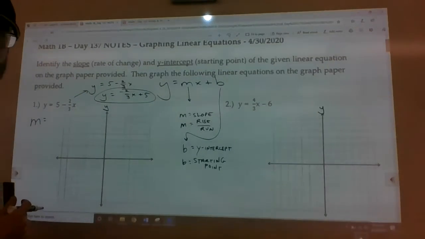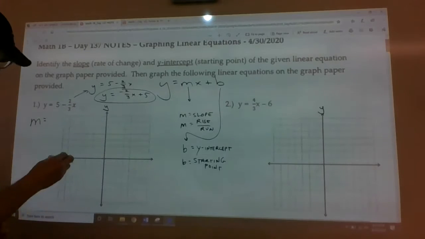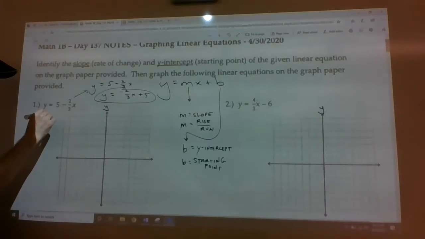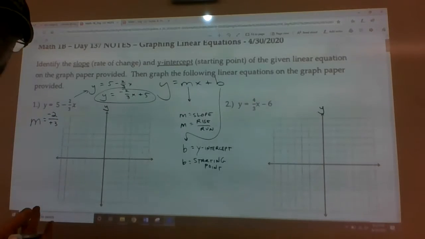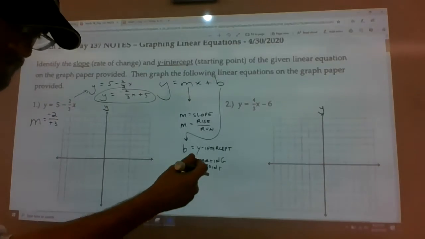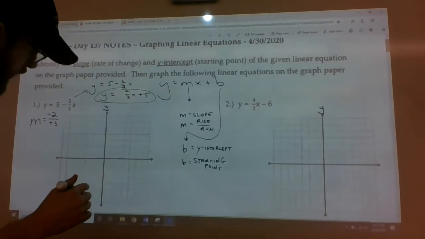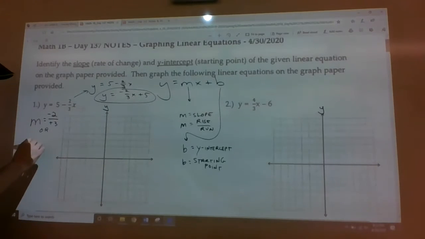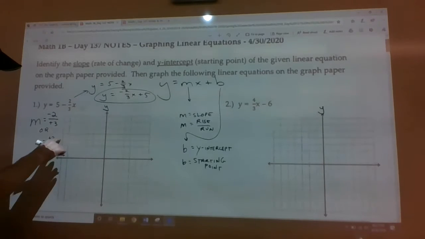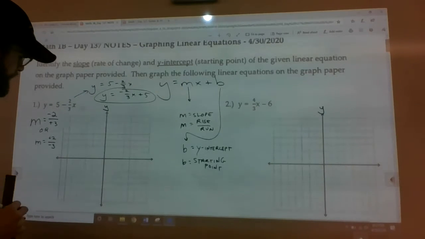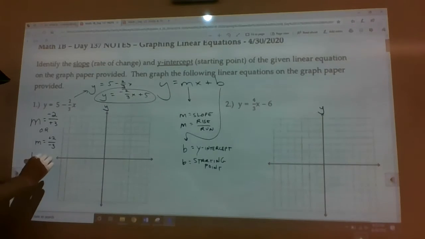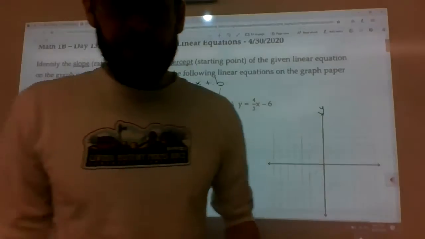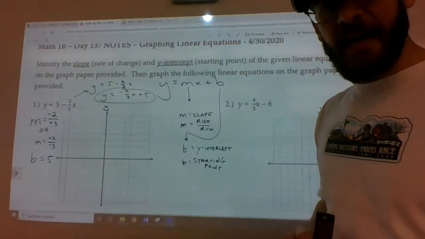M is negative 2/3. Now this means two things. It means you can plot a point, go down 2, right 3, because in order to create a negative, you'd have to take a negative divided by a positive, or you could think of it as a positive 2 over negative 3. So these can both guide our slopes. The b value is just plus 5. And we've got enough information now to graph as many points as we can.